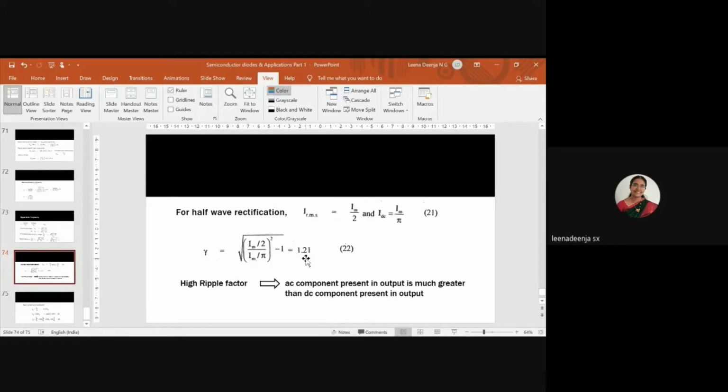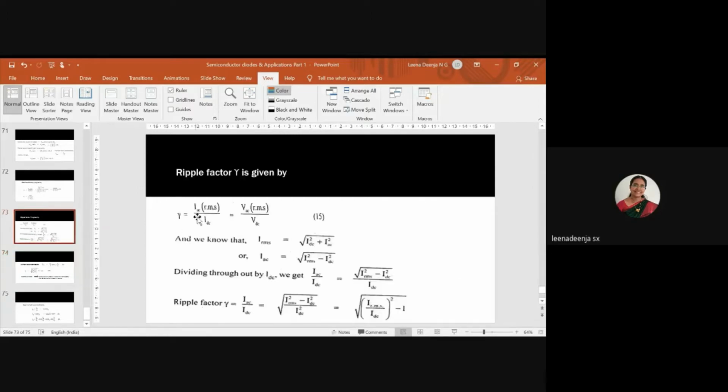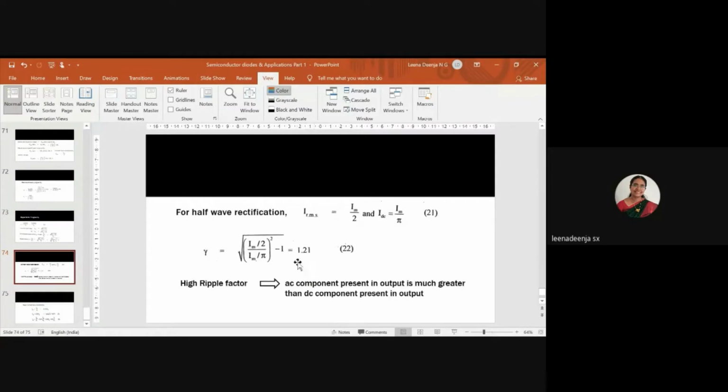So what is gamma? That is the ripple factor. Ripple factor is the ratio of IAC by IDC, AC current by DC current, and that is equal to 1.21. That is greater than 1. The AC component present in the output is much greater than the DC component present in the output. So our ripple factor is high in this case.